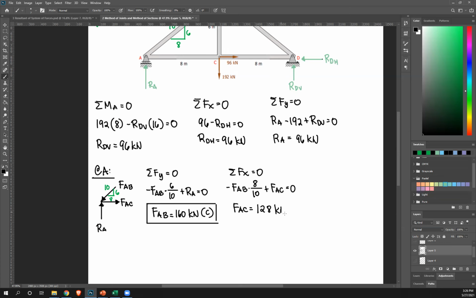128 kilonewtons, positive. Therefore, my assumption is correct. It's away from the point, so that's tension. I'm done with point A.